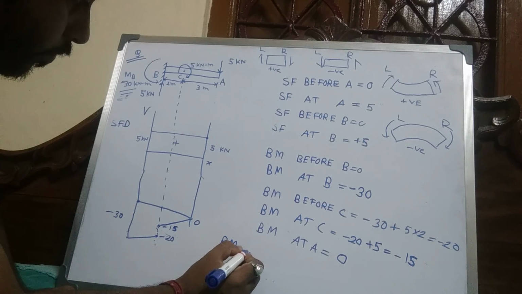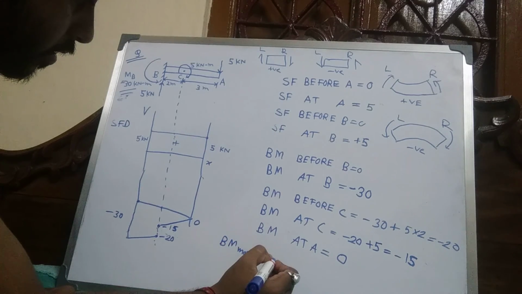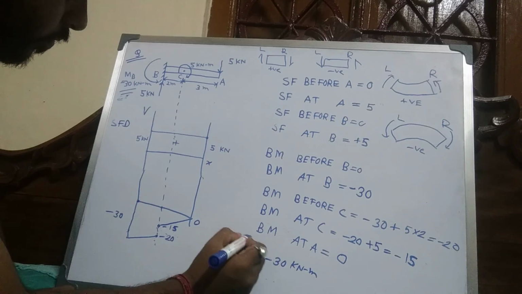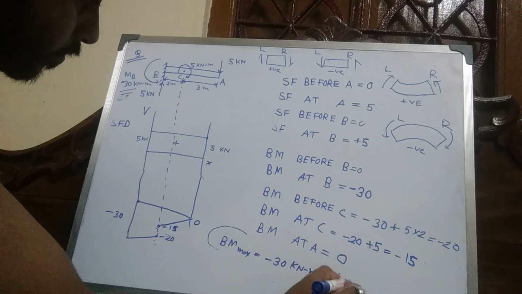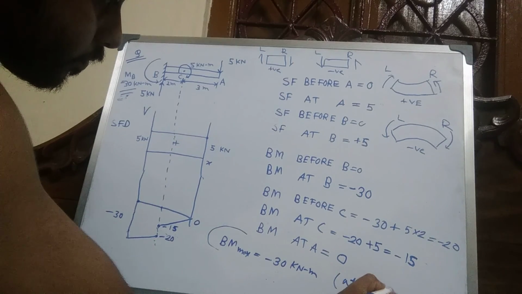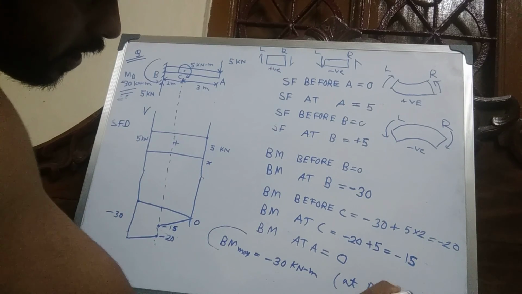So the maximum value of bending moment, M max, equal to minus 30 kilonewton meters at point B.